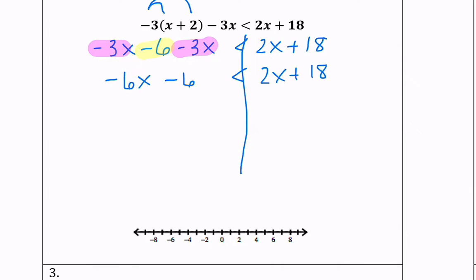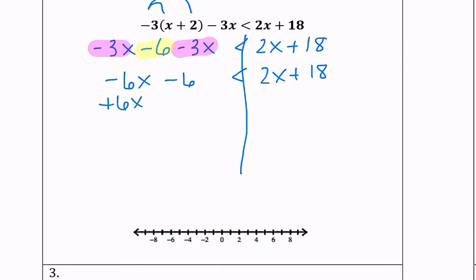Okay, so now that we handled our parentheses and we combined our like terms, the next thing is we want to make sure we have all of our variables on one side. And right now, it's not. We have negative 6x's on one side, we have 2x's on the other. It does not matter which set you decide to get rid of. I'm going to get rid of this negative 6x because the opposite of a negative is a positive, and I like to add, but either one would work. So I'm going to add 6x.